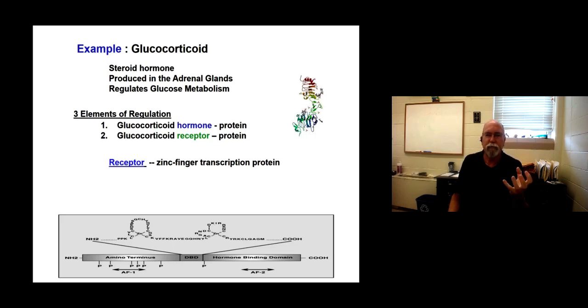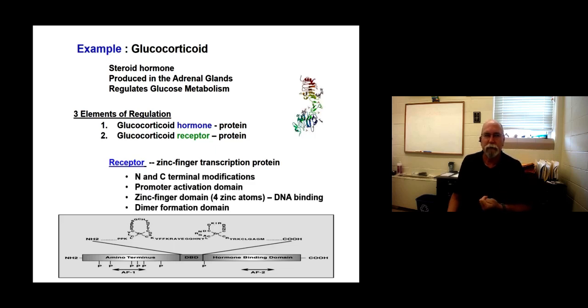When you see zinc fingers, zinc areas, that often means they're areas that bind to DNA. So it's a signal for that. And it's a highly modified protein. Obviously, both ends are highly modified. The amine and the carboxyl ends are modified. It has a number of domains that are involved, including a dimer formation domain.